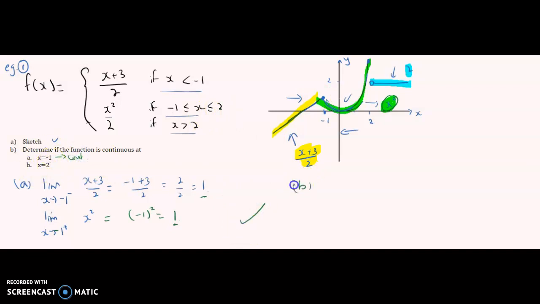Now, part B, when x approaches 2. If x approaches 2 from the left, on the green curve here, it will be closer to 4. But if x approaches 2 from the right, here, it will be closer to 2. So what's happening is the limit as x approaches 2 from the left of f of x is not equal to the limit as x approaches 2 from the right of f of x. And hence, this function is discontinuous at x equals 2.